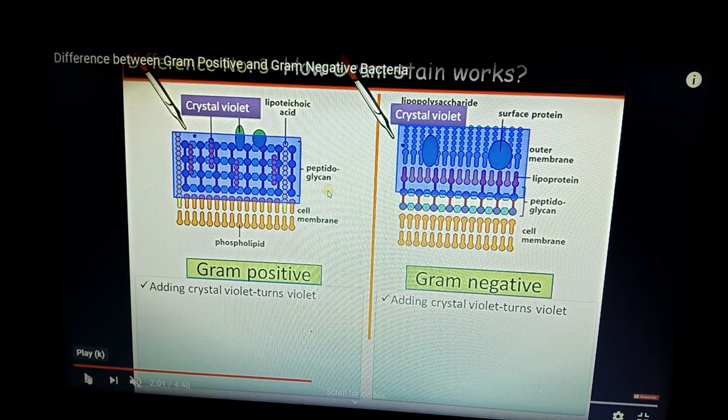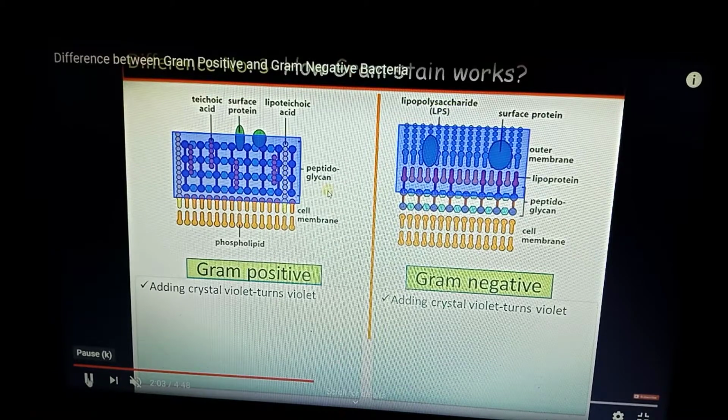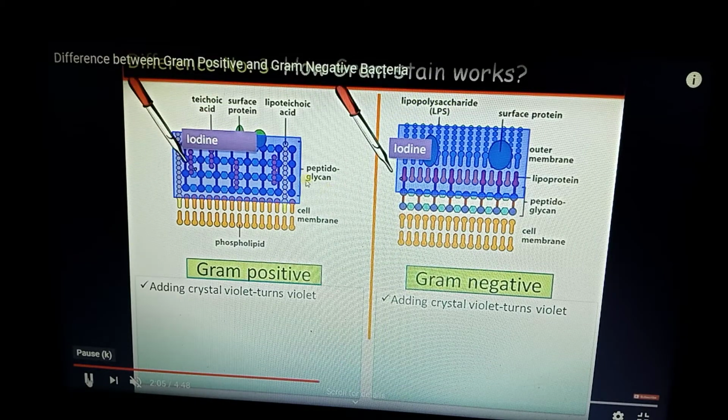That is a mordant. So the first step is adding crystal violet: gram-positive turns violet, gram-negative turns violet also. The second step is the addition of the iodine solution, the mordant. This mordant again helps effective staining, so the cell becomes more stained on the addition of iodine. Let's take a look at the image: first step, crystal violet; second step, iodine.